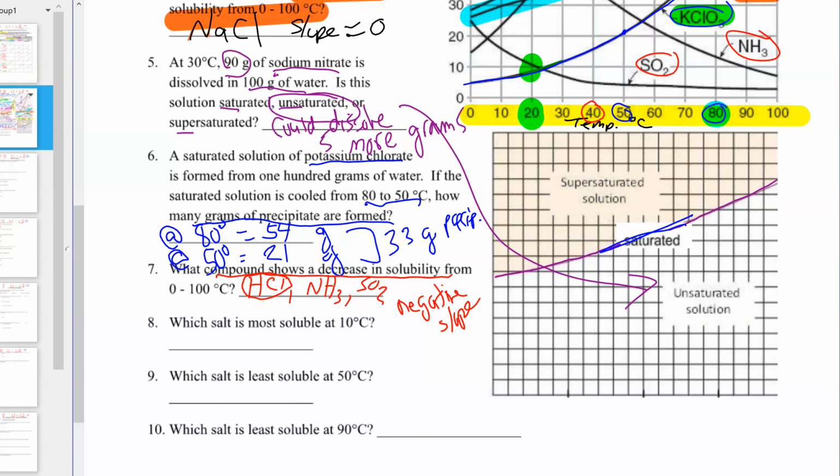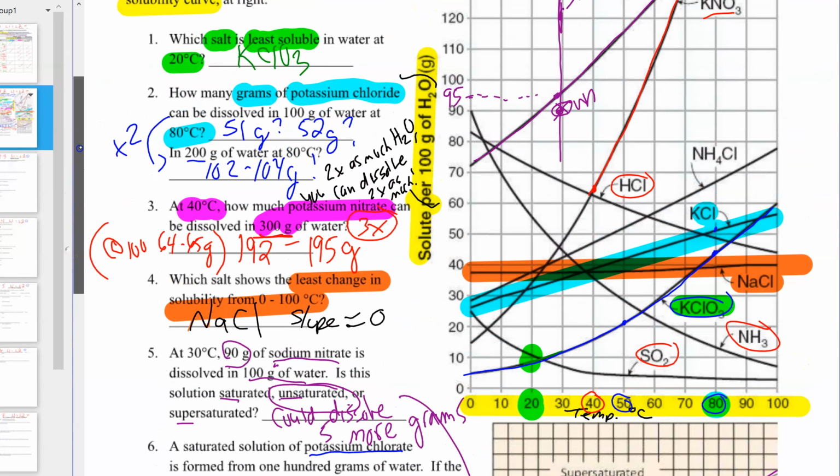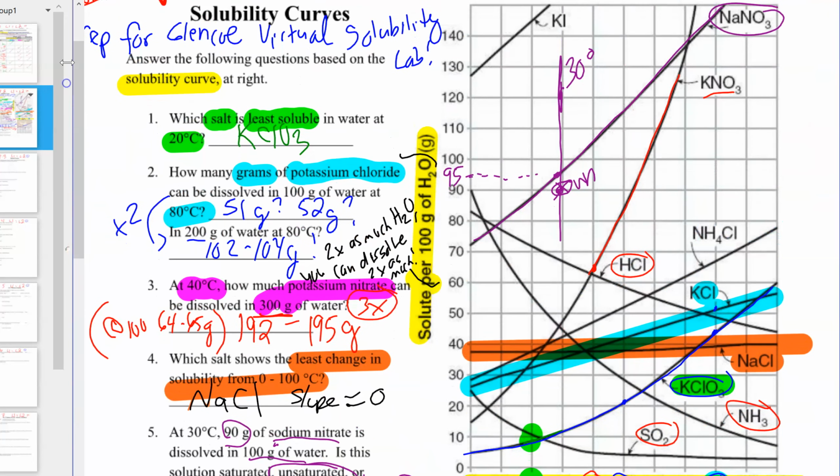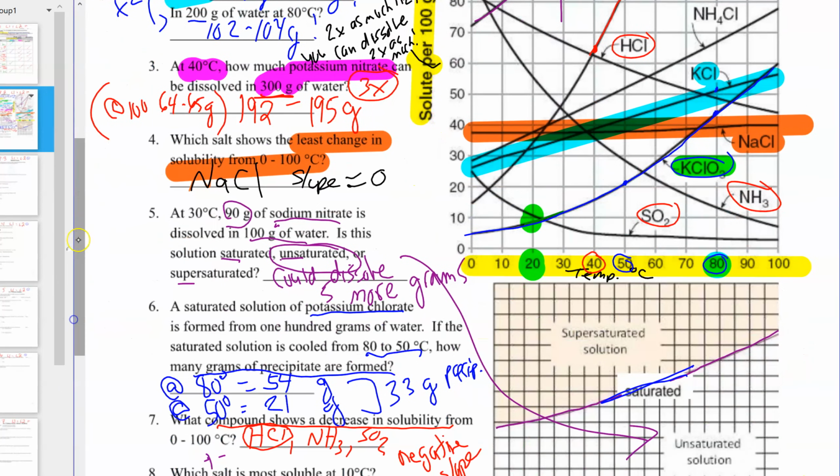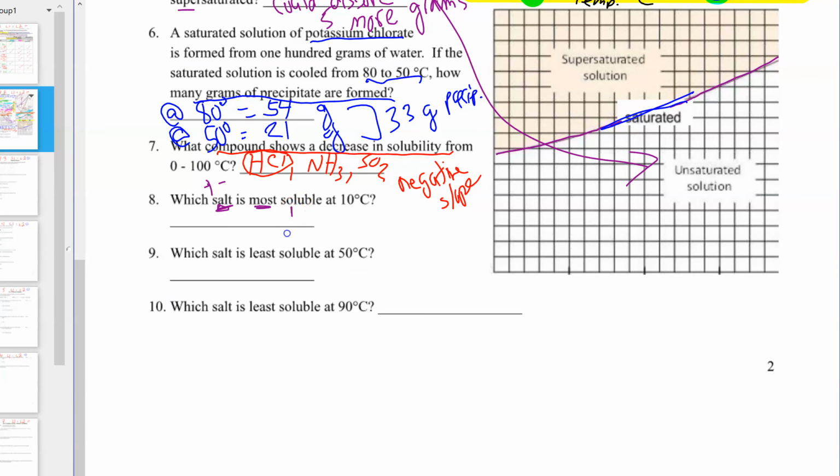Now, this next question, they do say which salt. So it has to be a metal and a non-metal, a cation and an anion, that is most soluble at 10 degrees. So let's go up to our chart, find 10 degrees. Which one's the highest, most soluble? You're like, oh, maybe it's NaNO3, but you've forgotten potassium iodide. Super soluble. It's off the charts here. Potassium iodide is very soluble. So the most soluble salt at 10 degrees is KI, potassium iodide.